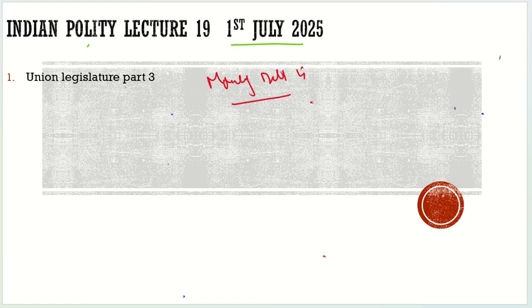Article 110 of the Indian Constitution defines a money bill, which is a type of bill that deals exclusively with financial matters. Money bill, what does it deal with? It deals with financial matters, which may include taxation, for imposition, abolition, remission, alteration or regulation of any tax.